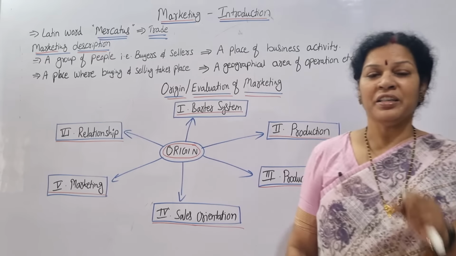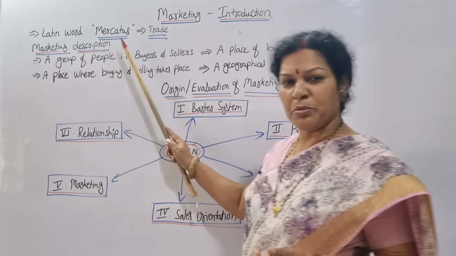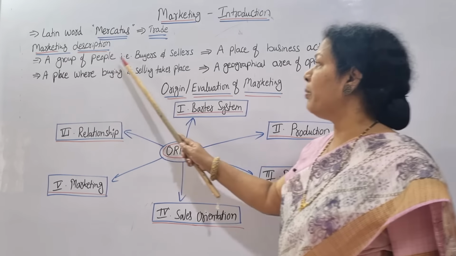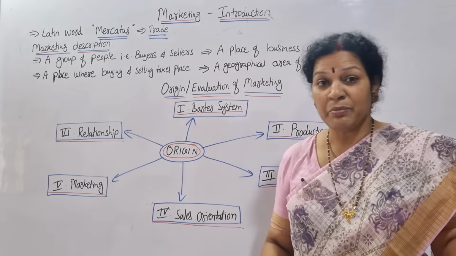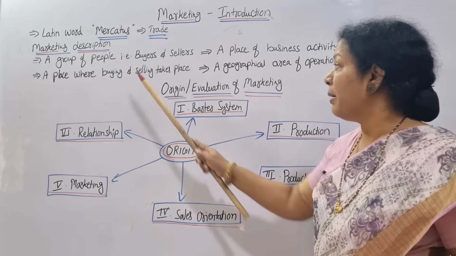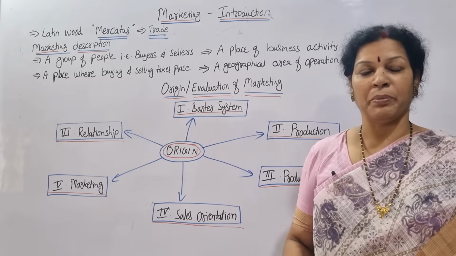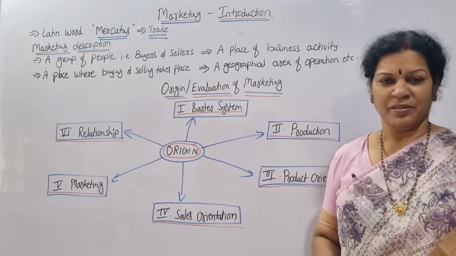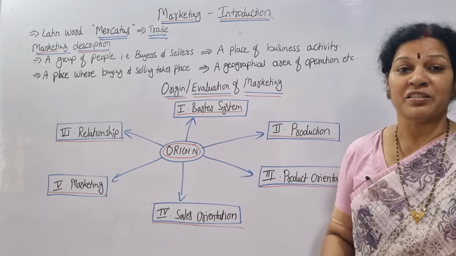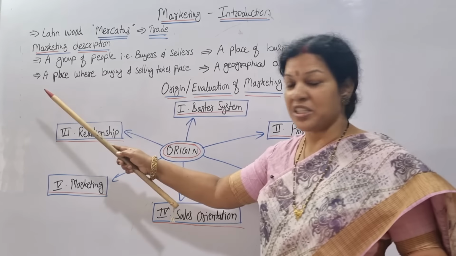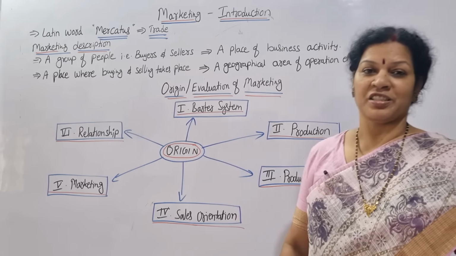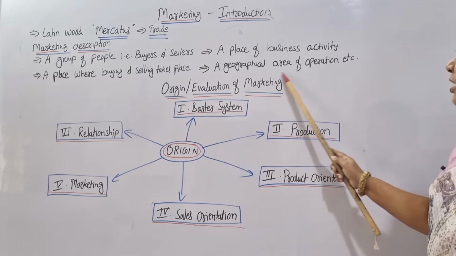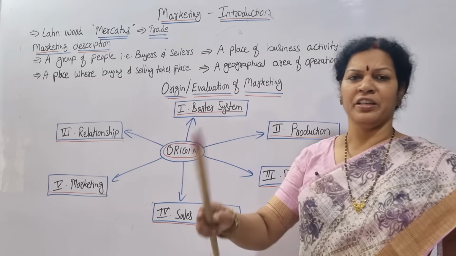Now how can you describe marketing? The marketing description in 4 lines, you can understand very clearly. One is a group of people, that is buyers and sellers. Marketing means nothing but a group of people who are the buyers and sellers together. In other words, a place of business activity, a place where business activity is taking place. That is also marketing. And also a place where buying and selling take place. And also a geographical area of operation, etc.